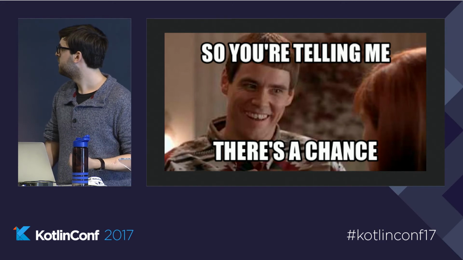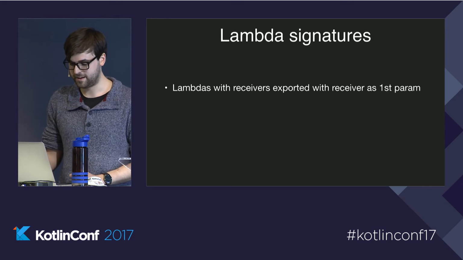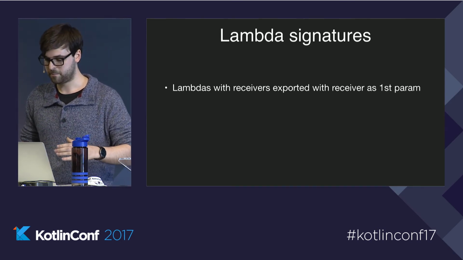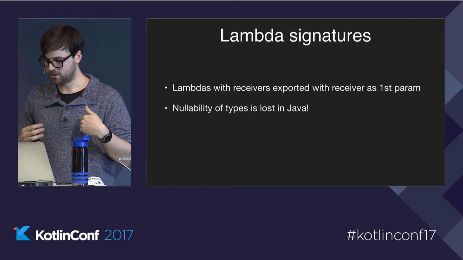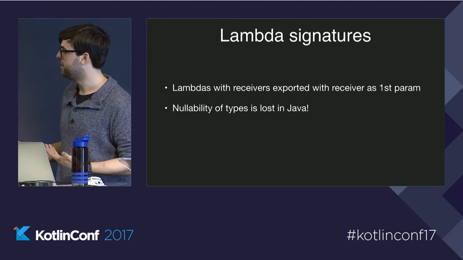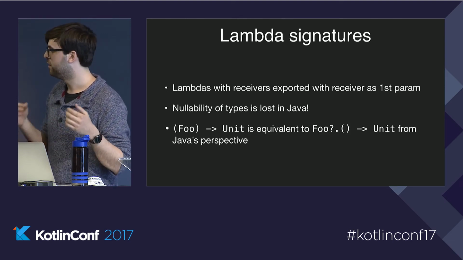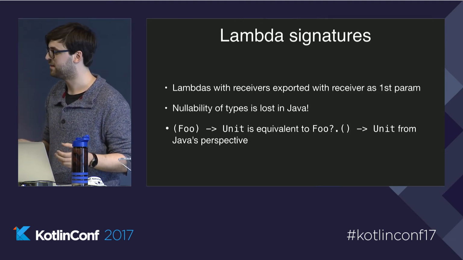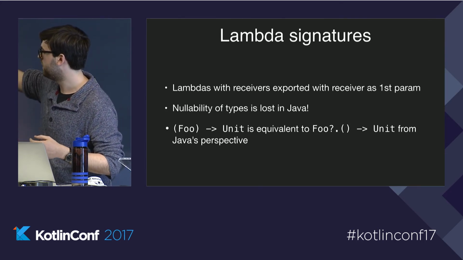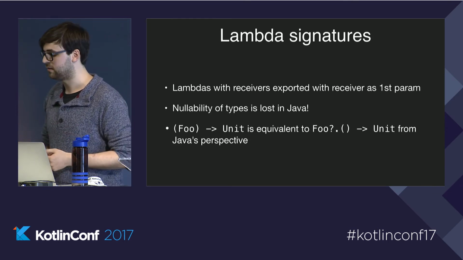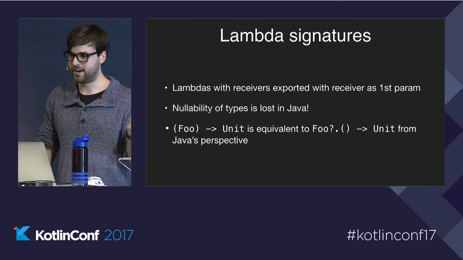Another quick thing to note about Lambda signatures. Lambdas with receivers in Kotlin: there is no receiver type in Java. That's not a thing. So they're exported as the first parameter. And also, Java has no nullability in its type system. So you lose these 2 things in the type system. So what happens if you have a Lambda that takes a Foo and returns Unit? It's the same as an extension on a nullable Foo that returns Unit, right? From Java's perspective, these are both Function1<Foo, Unit>, because that receiver would move into the parentheses, and the nullability is lost in the type system. So just be careful. Just think about that as you're writing Kotlin code that will be exported to Java that has Lambdas in it.